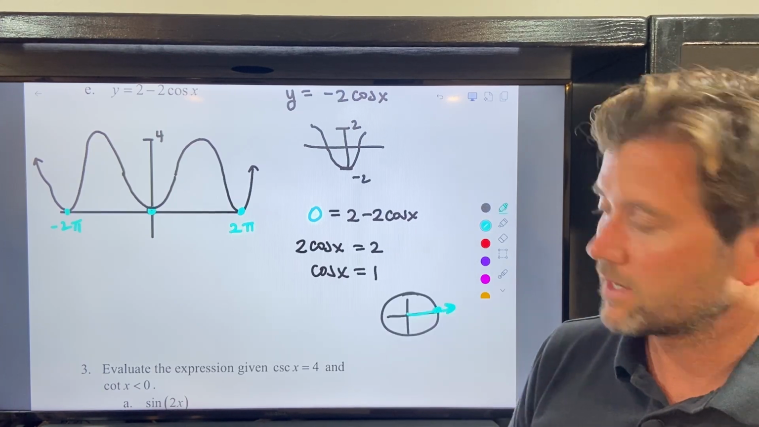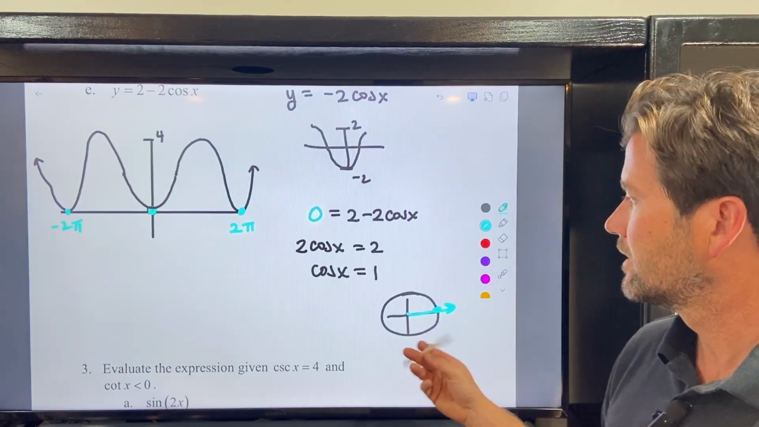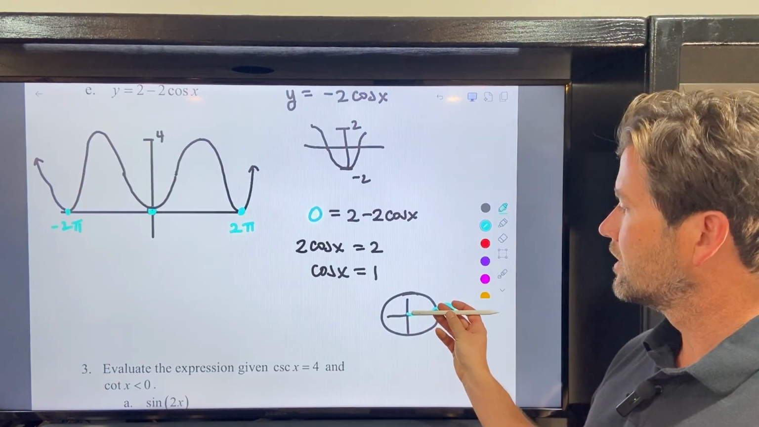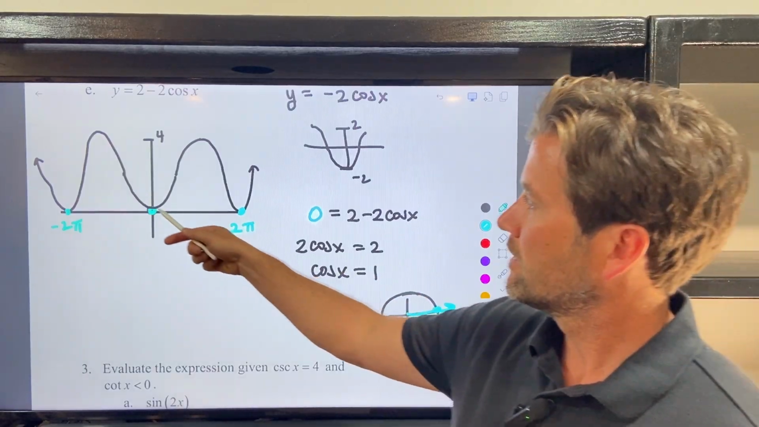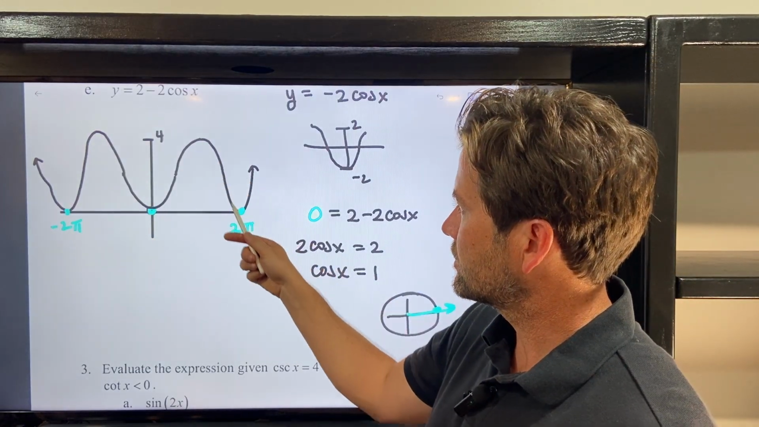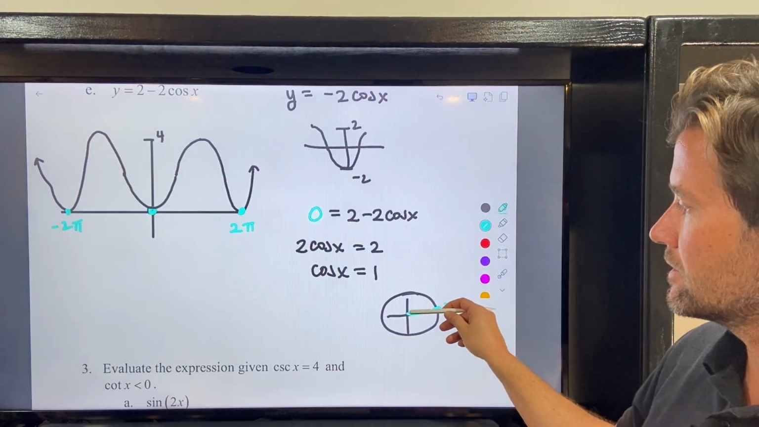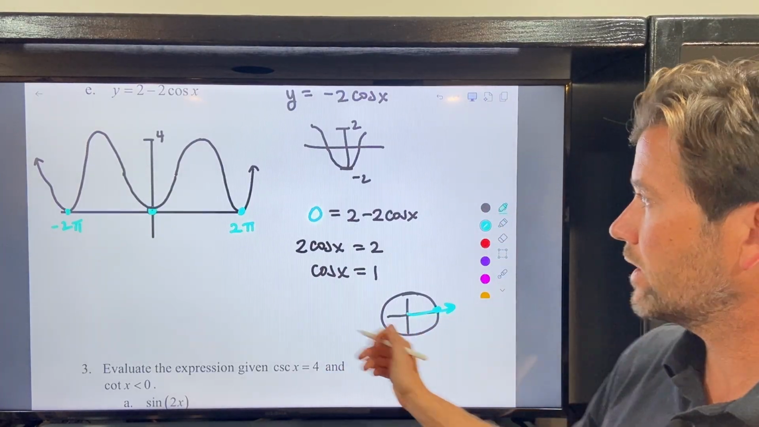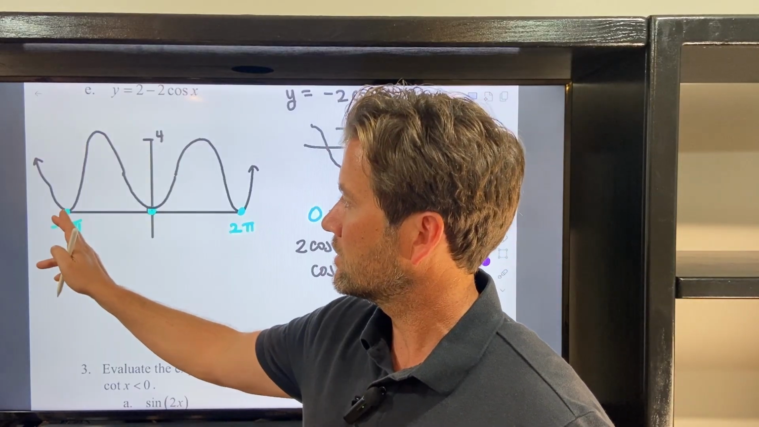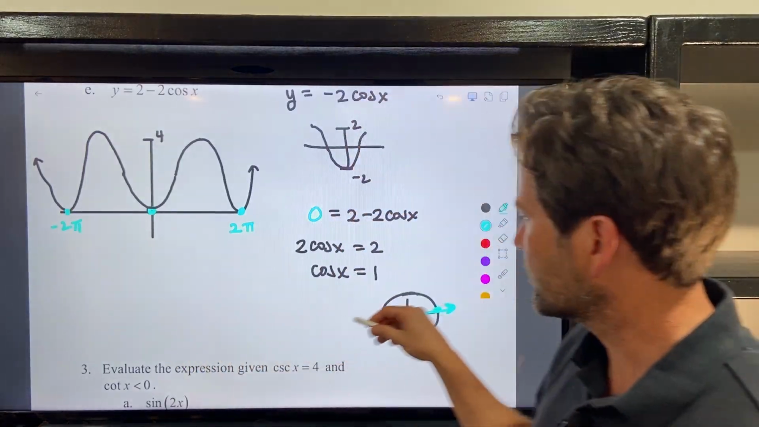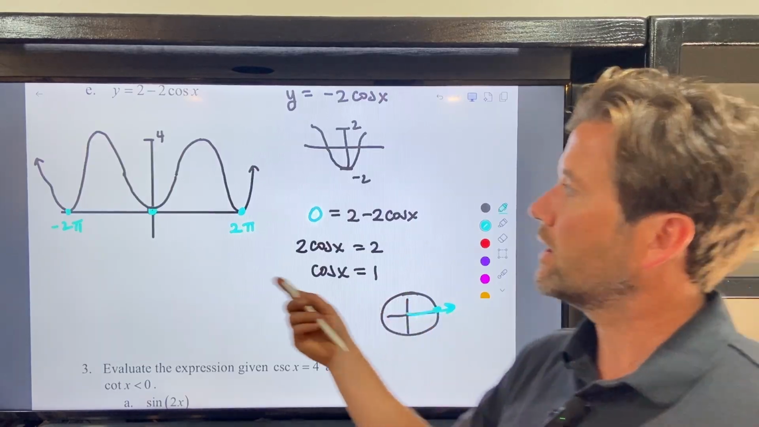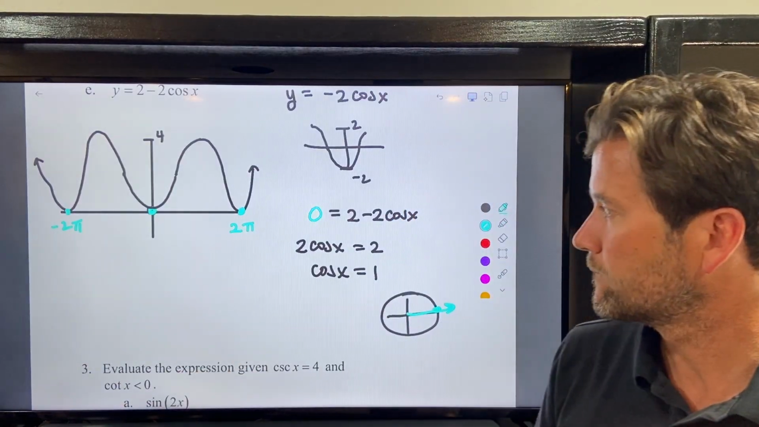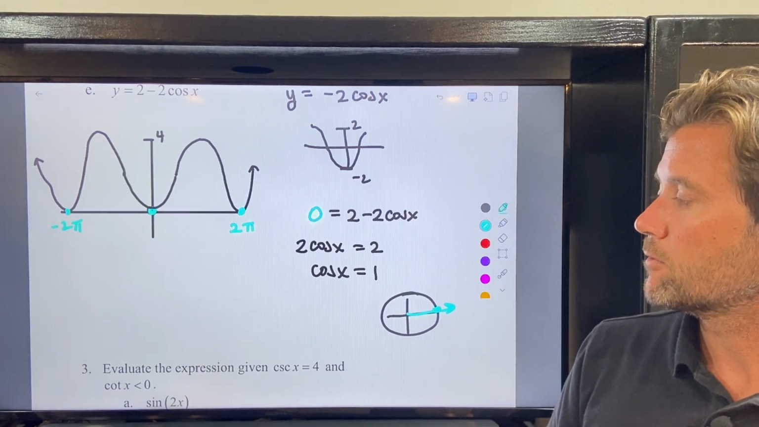X equals 1 is right here. So we have 0. If I go all the way around, that's 2 pi. All the way to there is 2 pi. If I hit reset and I go back to 0 and I go clockwise, that's going this direction. These are negative angles when I go clockwise. I'm going to go to negative 2 pi, and that's right there. So that's our graph for part E.